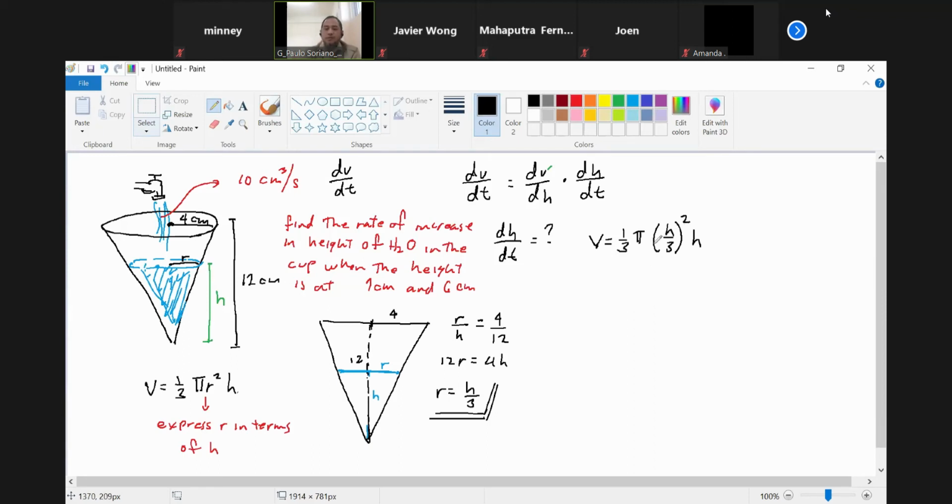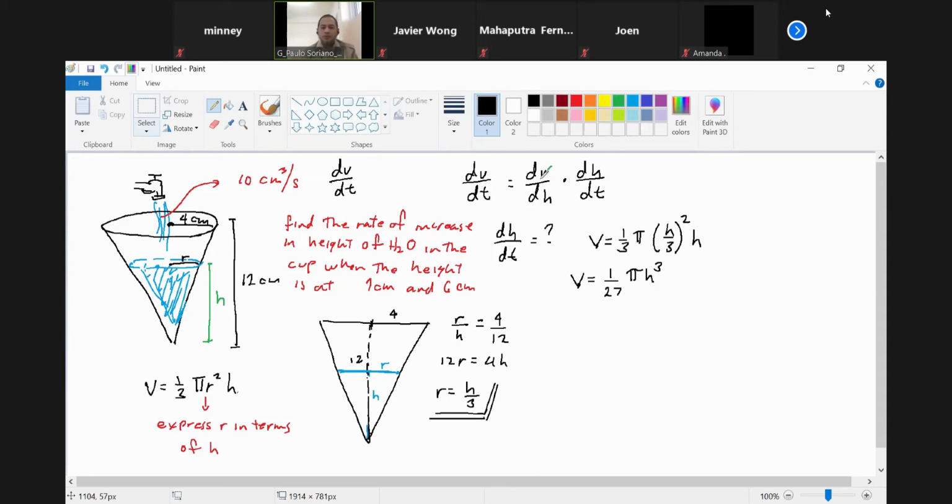Simplify further, this one now becomes 1 over 3, H squared over 9. 9 times 3 is 27. So 1 per 27 pi H raised to 3. Okay, so there we have it. So we have now a function of volume in terms of height. Height only, no radius. Okay, so this is now what we're going to use to find this.